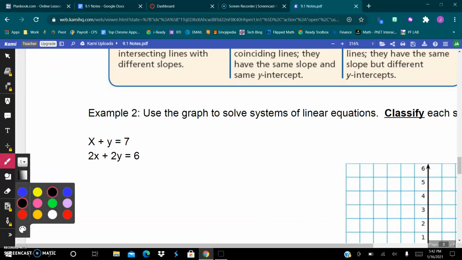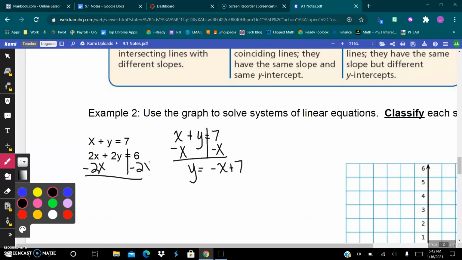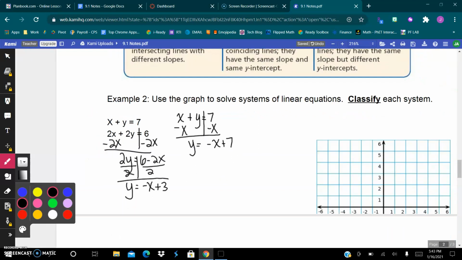So I am going to solve both equations for y. So I'm going to minus x from both sides, and I would have negative x and a positive 7. And then this one, I'm going to subtract 2x from both sides. And then I have to divide both sides by 2. So I'm going to do negative 2 over 2 first, which would be a negative 1x, and then 6 over 2 would be a positive 3.